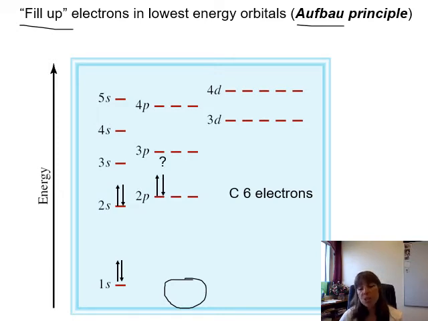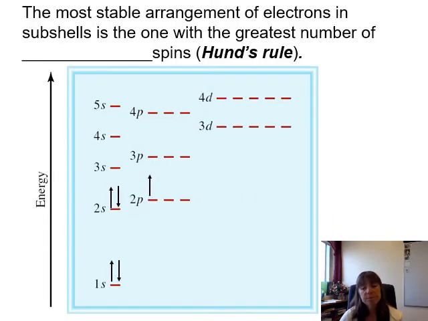Now on carbon, where should it go? Since we're in the same level here, can it go in the same one, or should it go in a different one? And that's Hund's rule. The most stable arrangement of electrons in the subshells is the one with the greatest number of parallel spins.